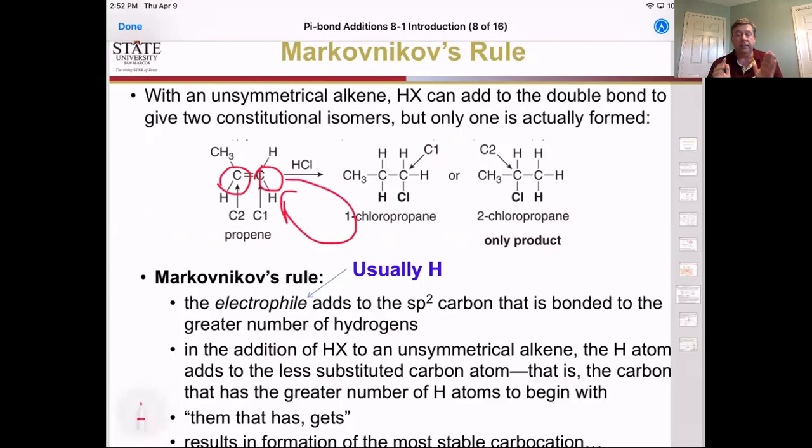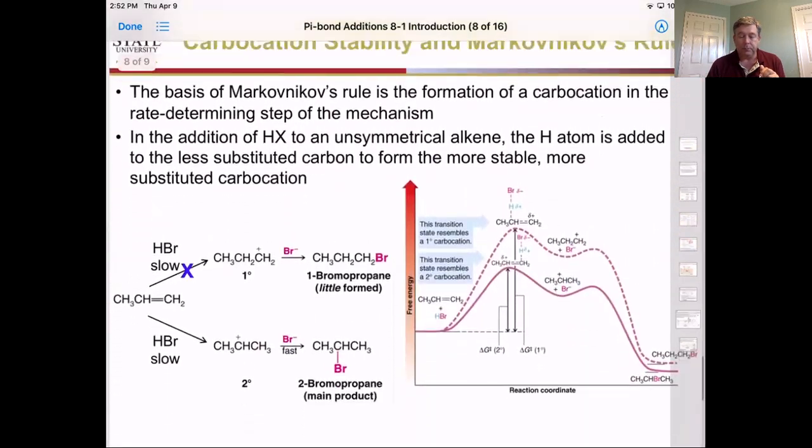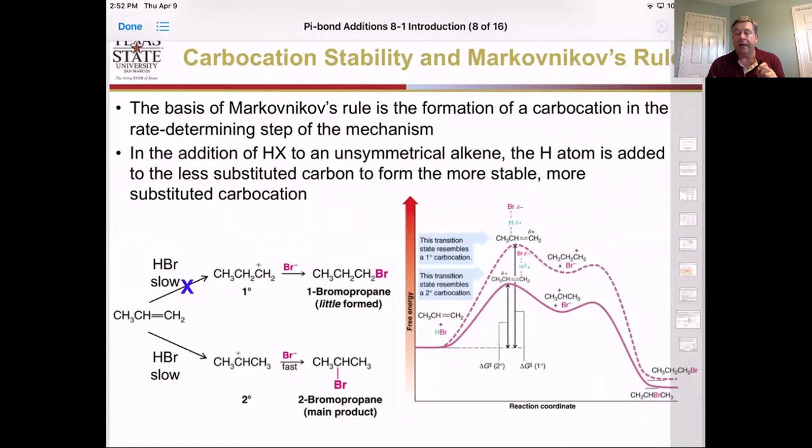There's a couple of reasons for this, but we want to make sure we understand this rule first. If you can remember that if it already has a lot of hydrogens, it's going to get the hydrogen, okay? And that's because we form the most stable carbocation. Okay, let's look at that. Because we want to add the hydrogen to the least substituted carbon, or the one with the most hydrogens on it, that means the carbocation is going to be on the more substituted carbon, or the more stable carbocation. So let's look at the addition of HBr across this propene right here.